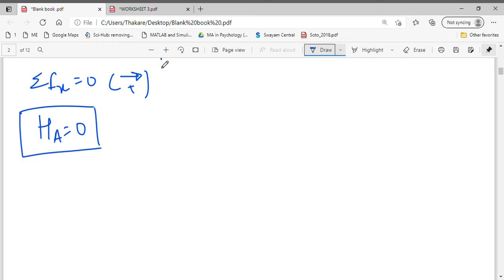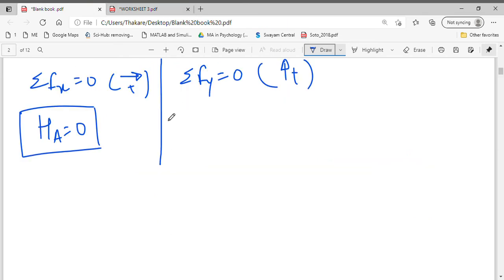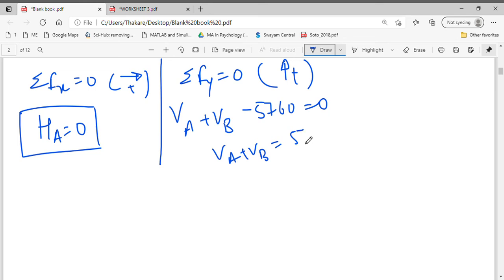Now if I apply the second condition of equilibrium, which is summation of forces in y equals 0, considering upward acting forces as positive, I have two upward acting forces, one is VA and another is VB, and one downward acting force of 5760 newtons. So I will have VA plus VB minus 5760 equals 0. So you get VA plus VB equals 5760. Let this be your equation 1.